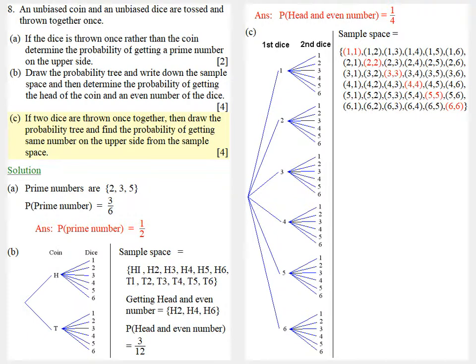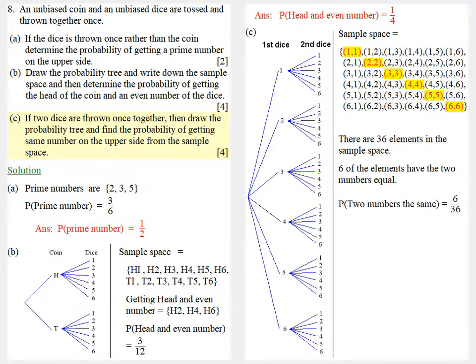We can write these out in a sample space. They go 1,1, 1,2, 1,3, 1,4, 1,5, 1,6, 2,1, 2,2, and so on, up to 6,6. So there are 36 elements in the sample space. And we can see 6 of the elements have the 2 numbers equal. So the probability of getting 2 numbers the same is 6 out of 36. That cancels down to give the probability of getting 2 numbers the same equals 1/6.